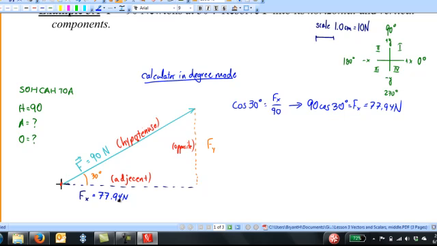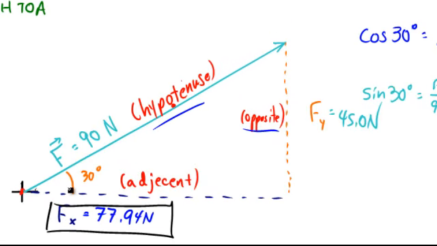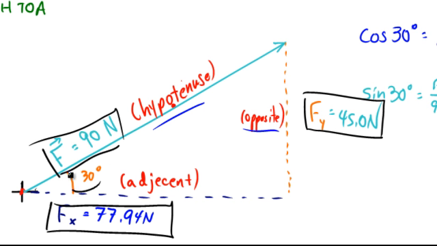Now I need to figure out what the vertical component is. I see that I have the opposite side and the hypotenuse. I see that the sine relates those things together, so I'll write another equation. The sine of 30 degrees is equal to Fy divided by 90. Now I put in the numbers, and I get the vertical component is equal to 45 newtons. And I'll write that into my triangle as well. Those are my answers. The horizontal component is 77.94. The vertical component is 45. The hypotenuse is 90. And the angle of this vector is 30 degrees in this particular coordinate system.